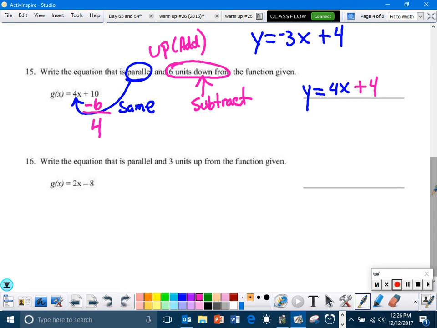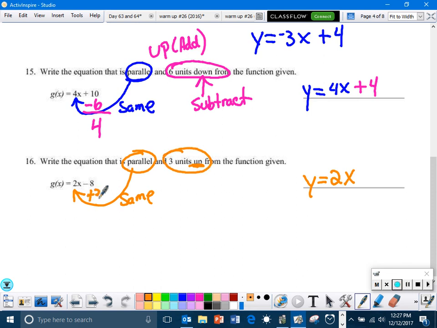Okay, the next one. Again, it's parallel. Oh, I've got it right here, up. Okay, it's parallel. That tells me again that's the same. So y equals 2x. And it's 3 units up, meaning I'm going to add 3. So my y-intercept is minus 5 or plus negative 5. Okay, think about that carefully.